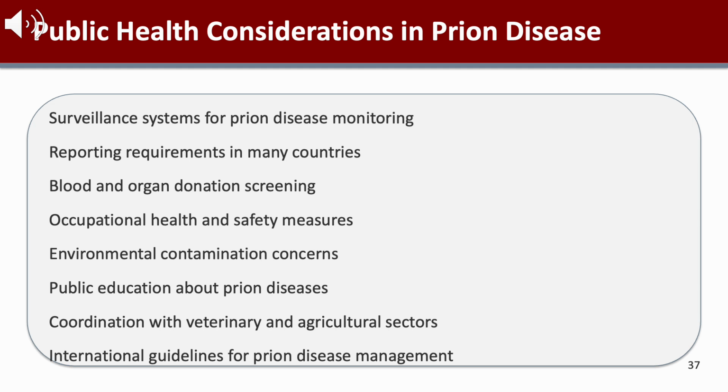Environmental contamination concerns, particularly related to bovine spongiform encephalopathy, have led to changes in agricultural practices and meat processing. Public education about prion diseases helps to raise awareness and reduce unnecessary fear. Coordination with veterinary and agricultural sectors is important for monitoring animal prion diseases and preventing transmission to humans. International guidelines for prion disease management have been developed to ensure consistent and appropriate care.